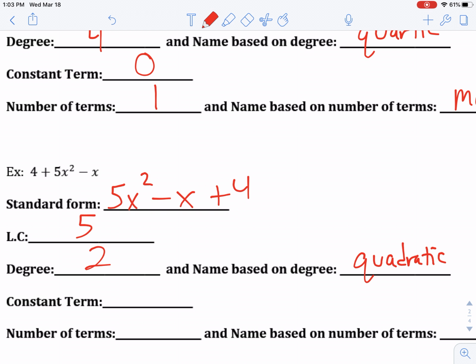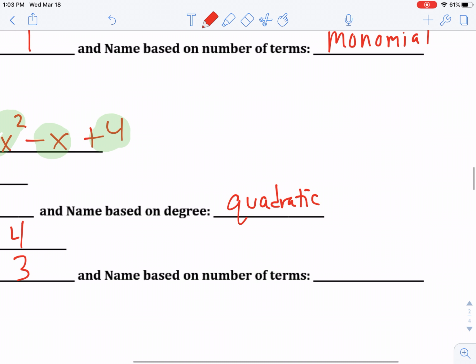Constant term is the number at the end, which is a 4. The number of terms is 3. You could see them. Here's one term. Here's another term. Here's the third term. 3 terms. Name based on number of terms is called a trinomial.